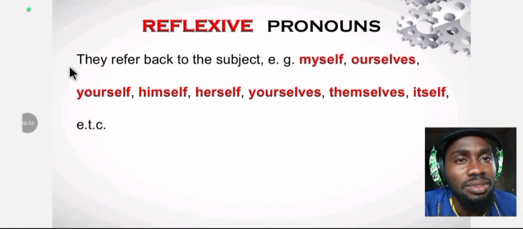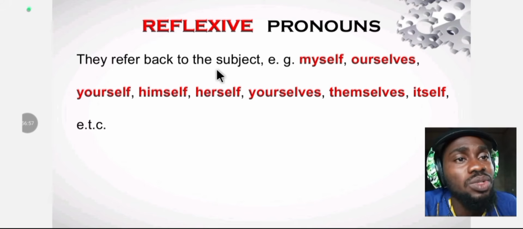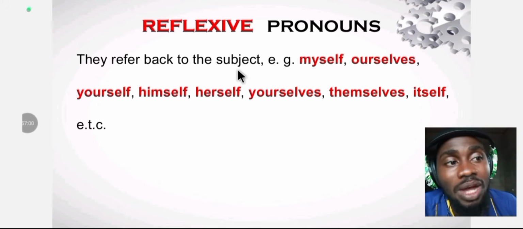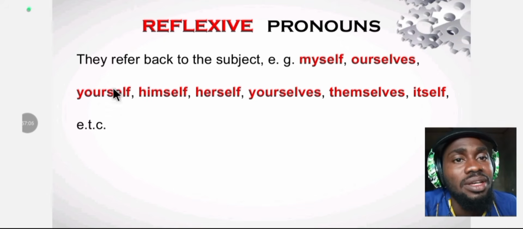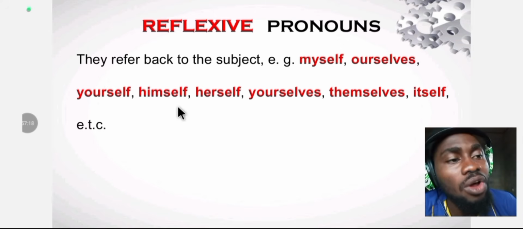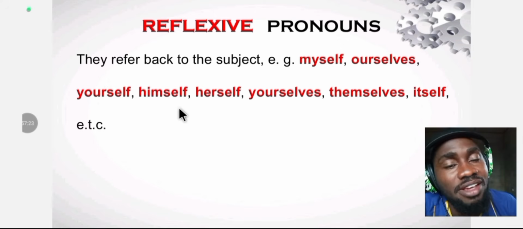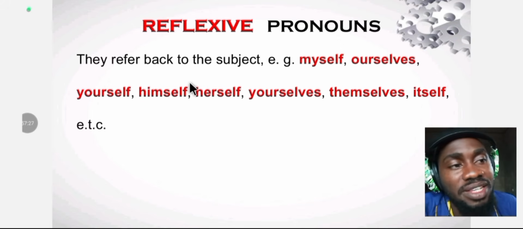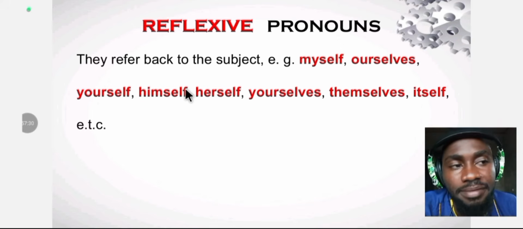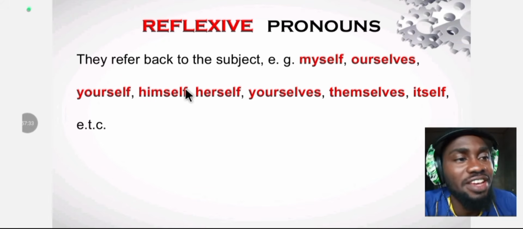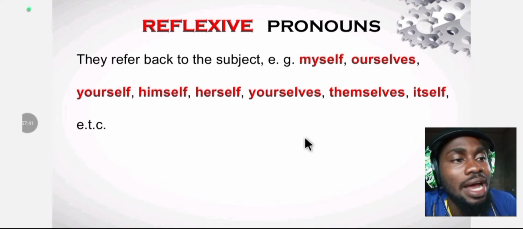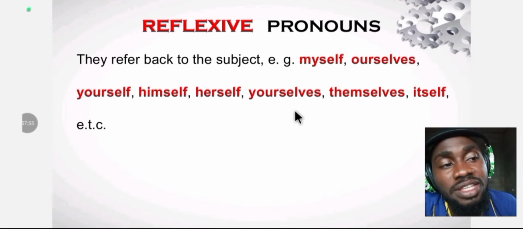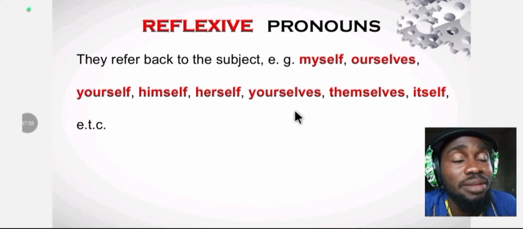Reflexive pronouns, what do they do? They refer back to the subject. That's back to what you have on the left-hand side of the sentence. For example, myself, ourselves, yourself, himself, herself, yourselves, themselves, itself. All the self and selves words are referred to as reflexive pronouns because they reflect back to self. We have a lot of reflexive pronouns, so do well to get familiar with them, okay?